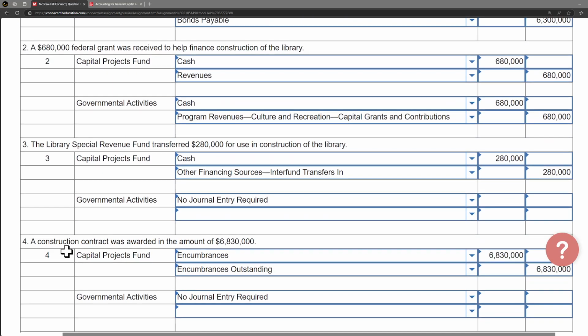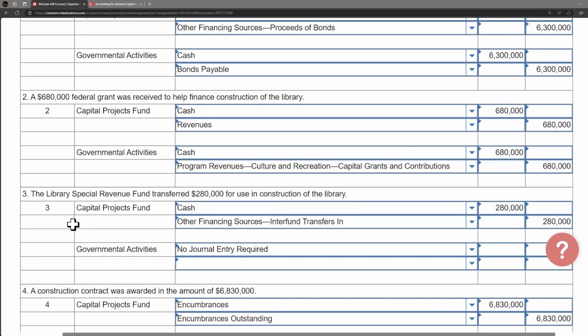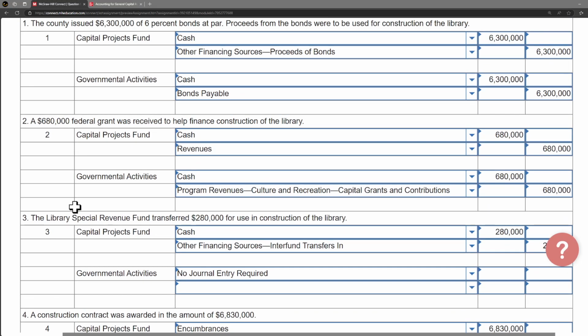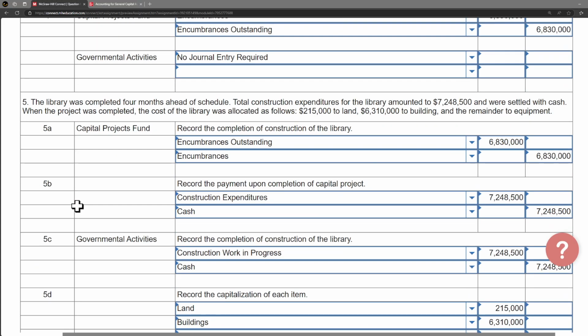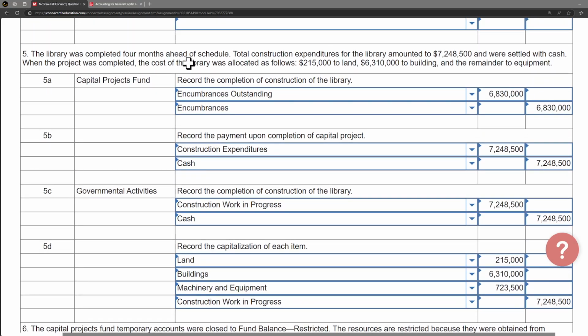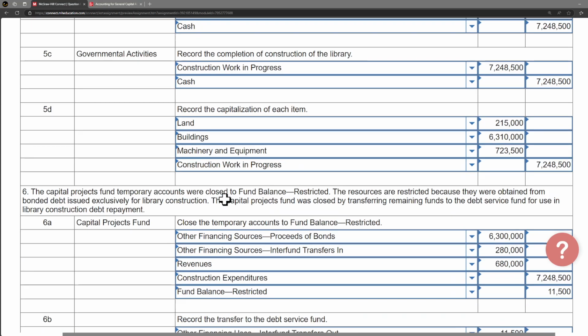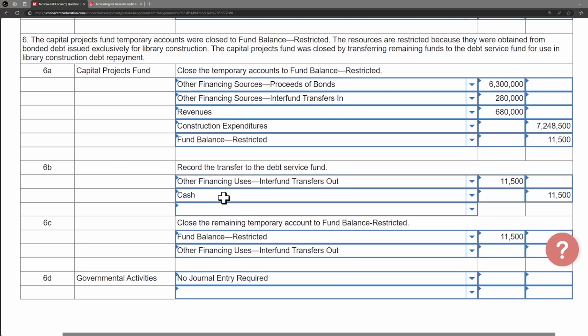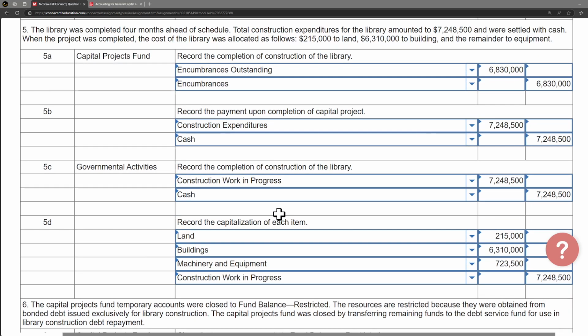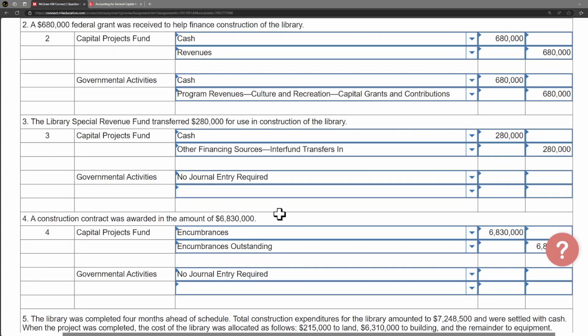So we got 1, 2, 3, 4. So numbers 1, 2, 3, and 4 are going to show us how we record the different types of funding for this library. And then in question number 5, we're going to complete the construction of this library. And then in 6, we're going to close down this capital projects fund because it's finished, right? It's finished, and so any residual we need to transfer out and make sure all of that gets done correctly. So these are kind of a good 3-step.